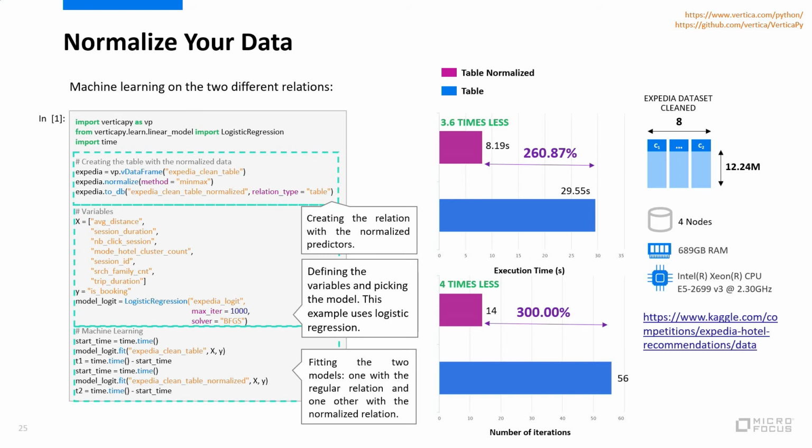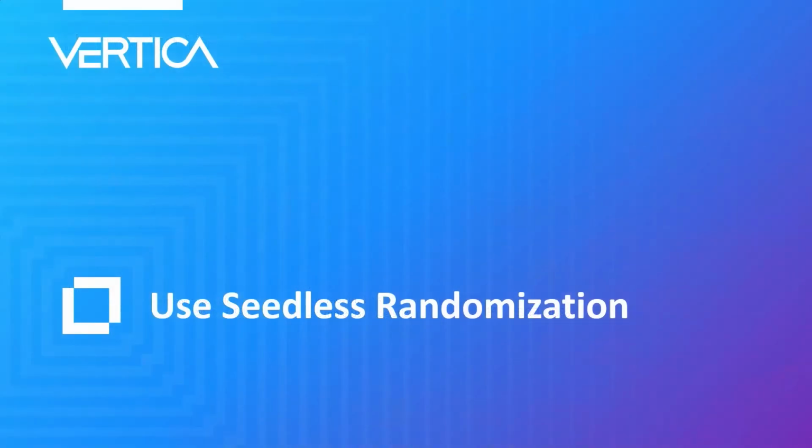So we are not normalizing the data really to make the model better, but most of the time we are normalizing the data in order to converge faster. So that's one piece of advice I can give you in terms of machine learning.